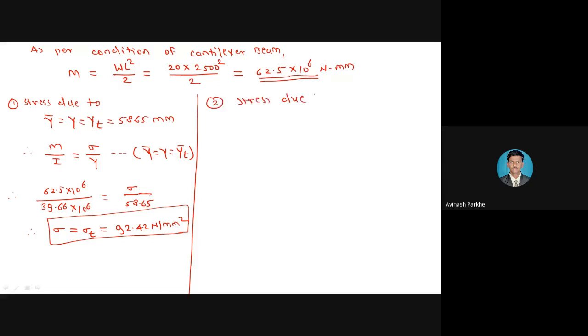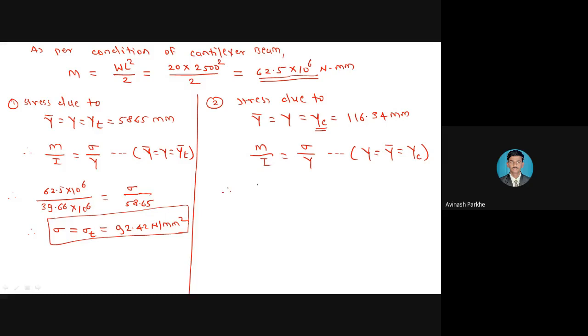Then second, stress due to, again, y bar is equal to capital Y is equal to yc, is equal to 116.34 mm. So this 116.34 is present below the neutral axis, and below the neutral axis portion आपण काय consider केलाय तर compression. Therefore we have taken yc. So once again M upon I is equal to sigma upon y. So here capital Y is equal to y bar is equal to yc.